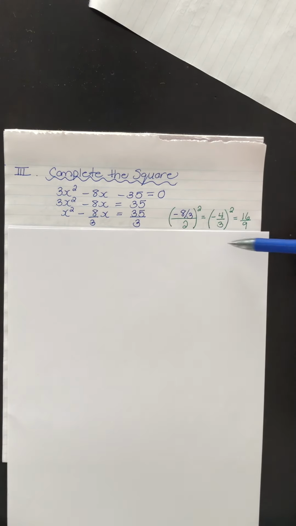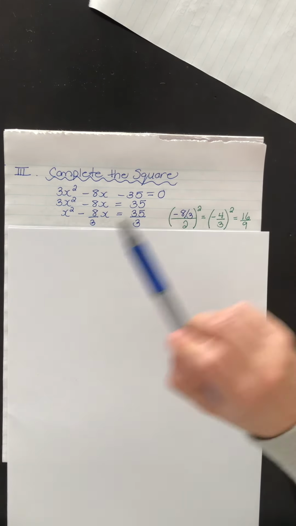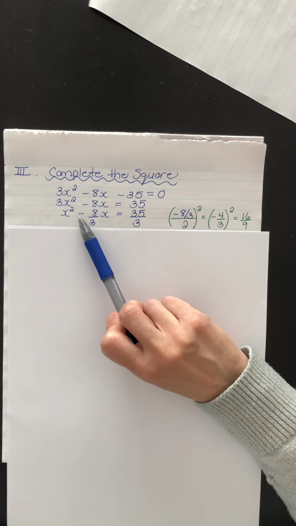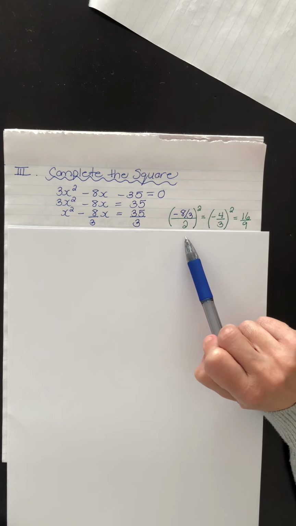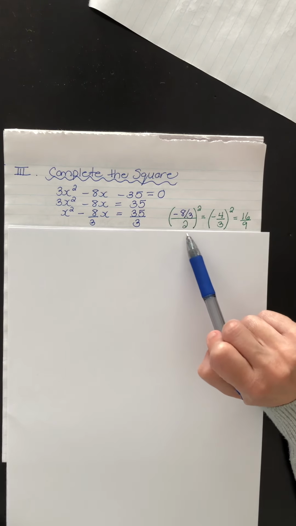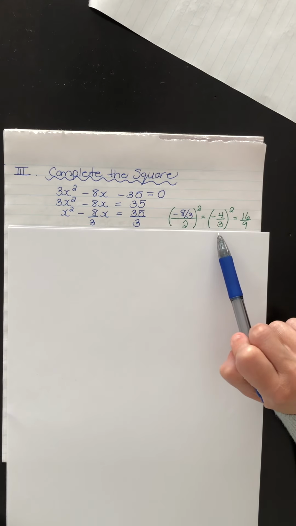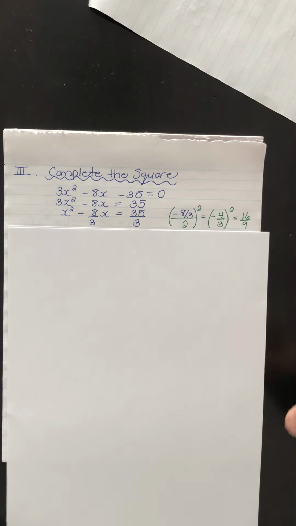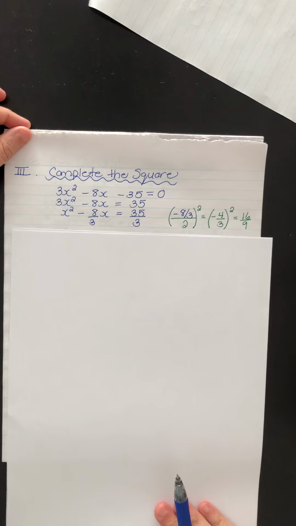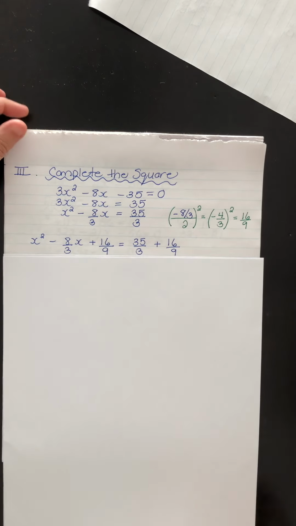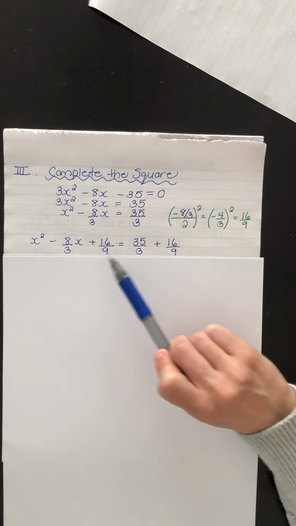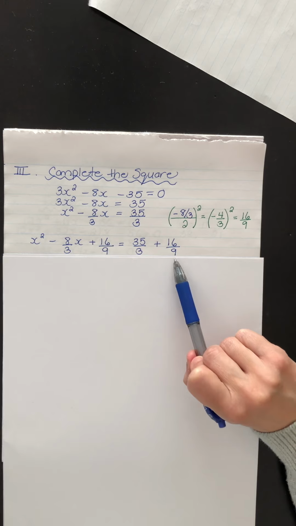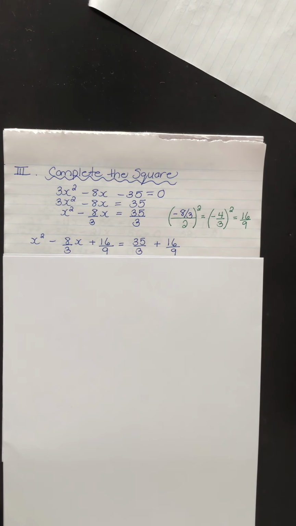Over to the right is the magic number calculation. So you take the coefficient of x, which happens to be negative 8/3. You will be dividing it by 2 and then squaring it. When you divide negative 8/3 by 2, you will get negative 4/3. And squaring that number will give you 16/9. The magic number is now added to both sides of the equation. So you can see it added to both the right and the left sides of the equation.